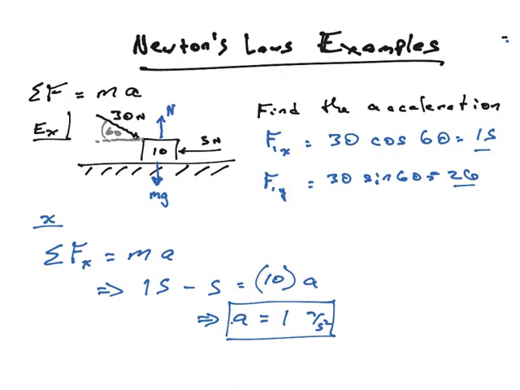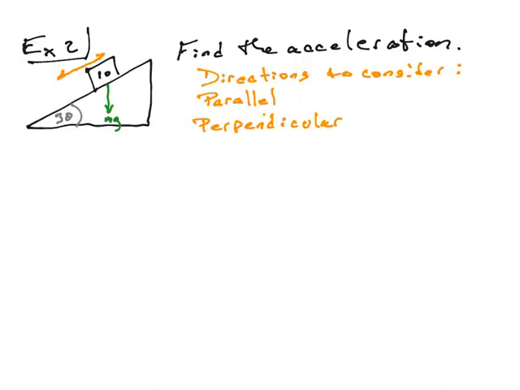So in our first example, parallel meant the x direction, and perpendicular, up and down, meant the y direction. Same thing here. Parallel means along the floor. Perpendicular means up off the floor, like this way, or down into the floor that way. So again, I have two perpendicular directions, but instead of calling them x and y, I call them parallel and perpendicular. And now all my equations will either be in the parallel direction or the perpendicular direction.